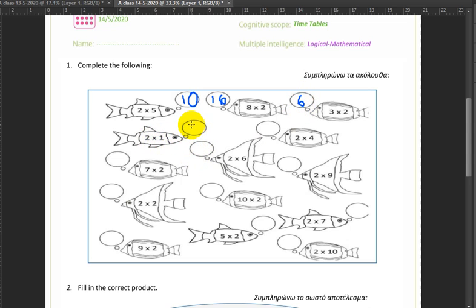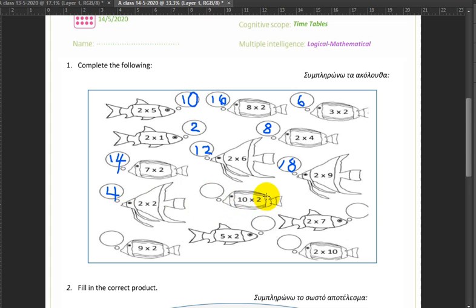2 times 1, the double of 1 is 2, so 2. 2 times 6 means the double of 6. Double of 6 is 12. 2 times 4 means the double of 4, so 8. 2 times 9 means the double of 9, so 18. 7 times 2 means the double of 7, so 14. 2 times 2 means the double of 2, so 4.